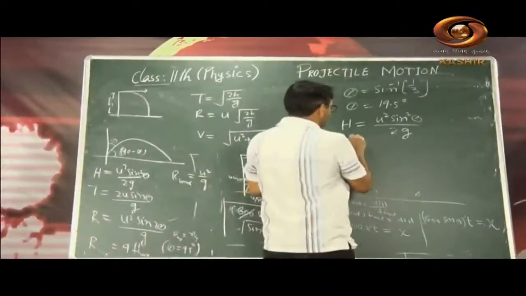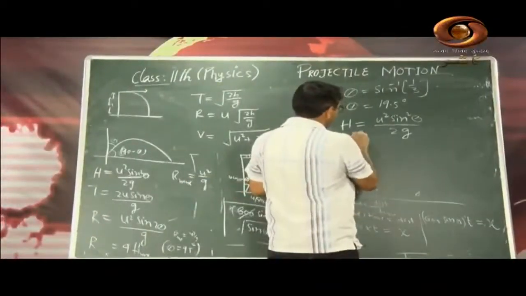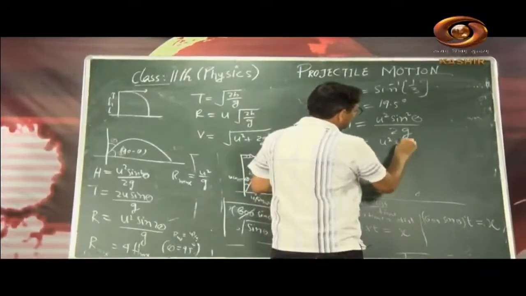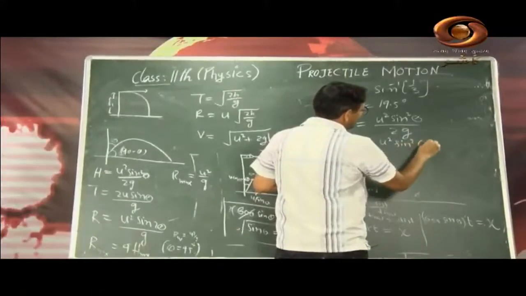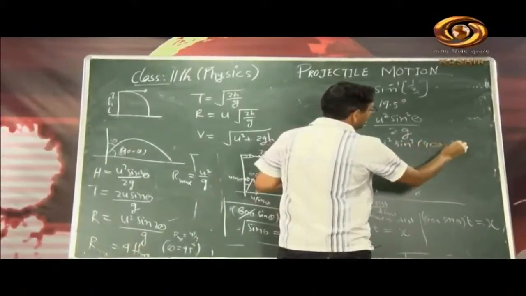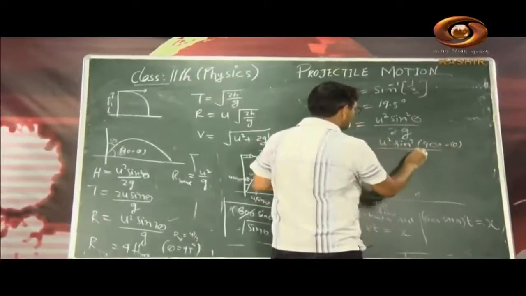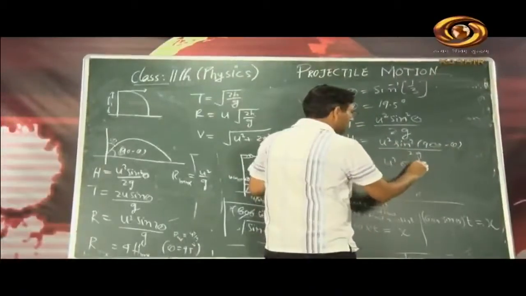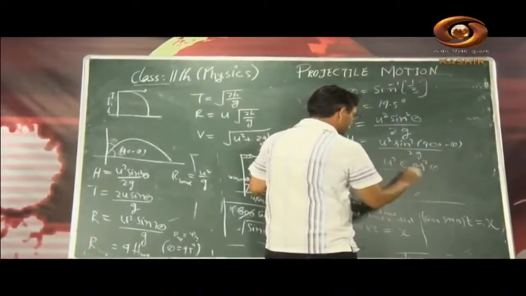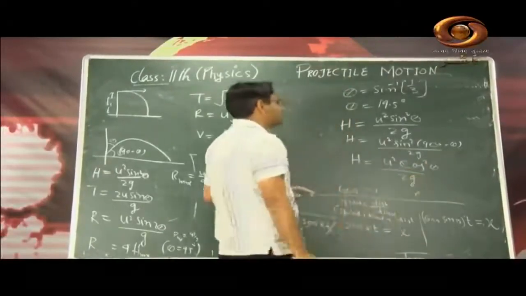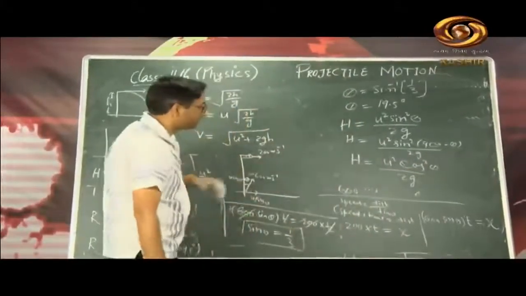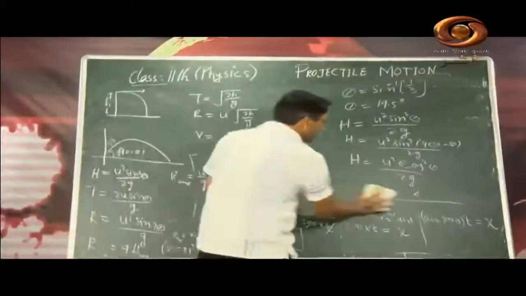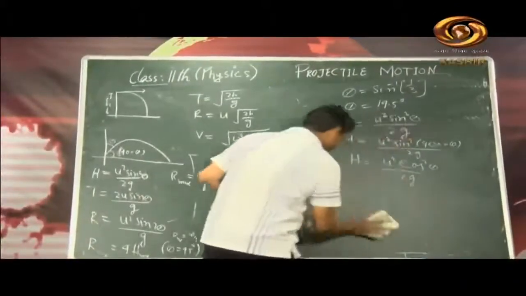So h is equal to u square sin square 90 minus theta, divided by 2g. So the maximum height in this case will be u square cos square theta divided by 2g, because sin of 90 minus theta is cos theta, and there is a square. So this will be the formula: u square cos square theta divided by 2g. So let us calculate the safe height now.